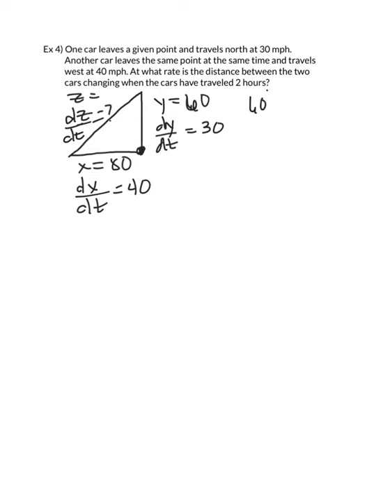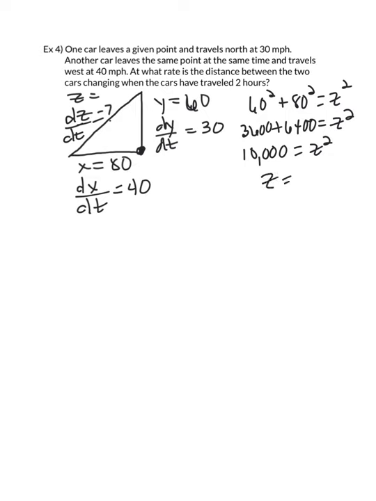What we don't know is the variable z, but we can figure that out. We're going to do 60 squared plus 80 squared equals z squared. 3,600 plus 6,400 equals z squared. 10,000 equals z squared. So do the square root of that, and z has to equal 100. Now we know all the parts except for dz/dt.